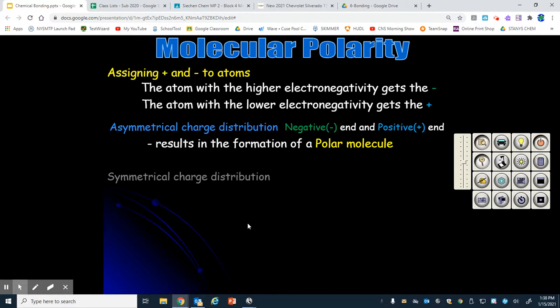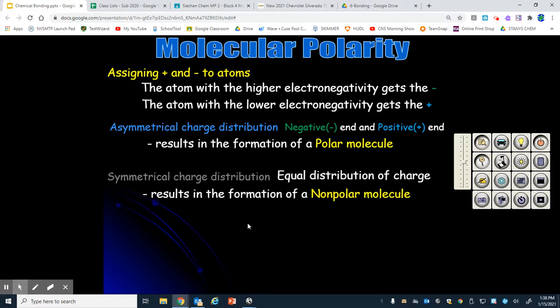Symmetrical charge distribution means they have the same charge on the outside, so it's an equal distribution of charge. And that charge can be negative and negative, positive and positive, or neutral and neutral. It just has the same charge on the outside. If they do have the same charge on the outside, you're going to form what's called a nonpolar molecule. So it's going to look, quote unquote, symmetrical.